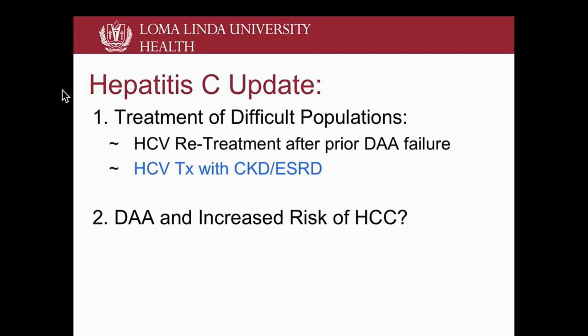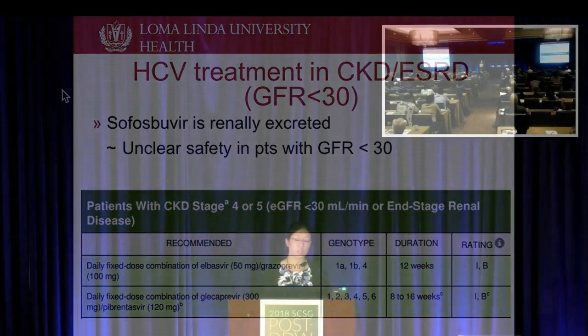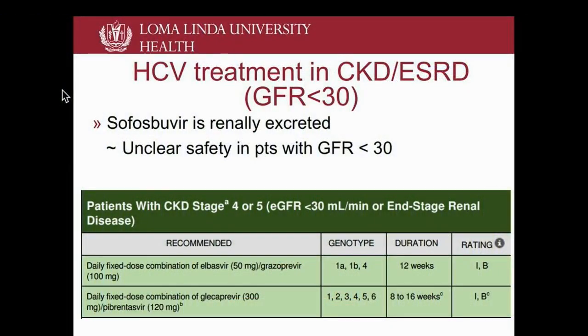Okay, so the next difficult to treat population would be those that have CKD and end-stage renal disease on dialysis. So similar case, 45-year-old gentleman, compensated hep C cirrhosis, he's treatment naive, genotype 1B, and he's on dialysis. How could you treat him? The controversy was really sofosbuvir is renally excreted, and so there is unclear safety in patients whose GFR is less than 30. So regimens that contain sofosbuvir really shouldn't be used in patients that have CKD or on dialysis.